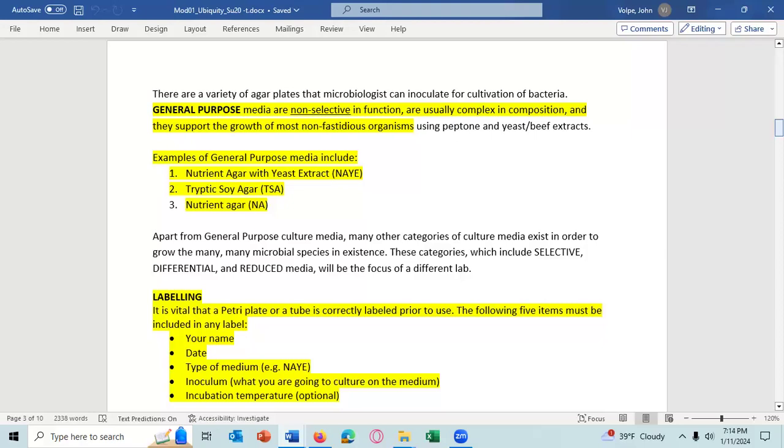It will not grow on a general purpose media. You need to add specific additives to the media before Streptococcus pyogenes will grow. Usually, we grow Streptococcus pyogenes on a blood agar plate because the red blood cells supply the ingredients that Streptococcus pyogenes needs in order to grow. Any question about any of that? All right, I'm not hearing anything, so let's talk about the general purpose media.